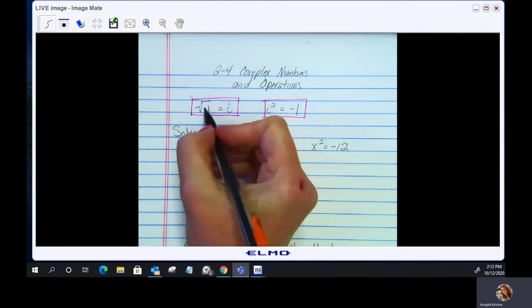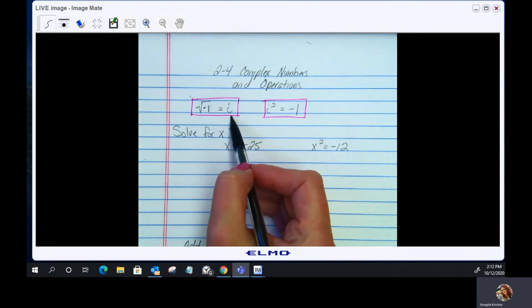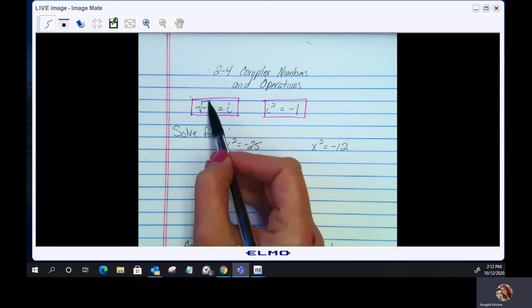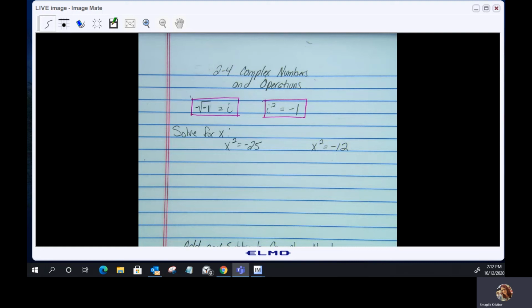So by definition, the square root of -1 equals i, and therefore if you were to square both sides to clear the square root, i squared equals -1.